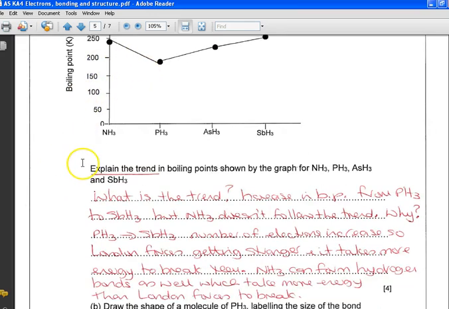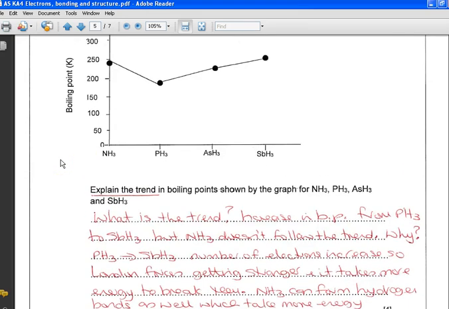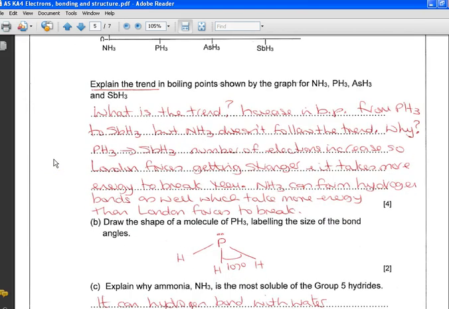So you need to approach this question in a very methodical way. First of all, state the trend, state what doesn't follow the trend, and then explain your observations.